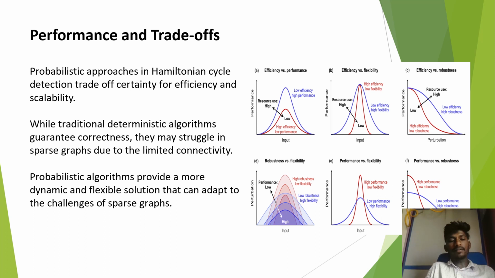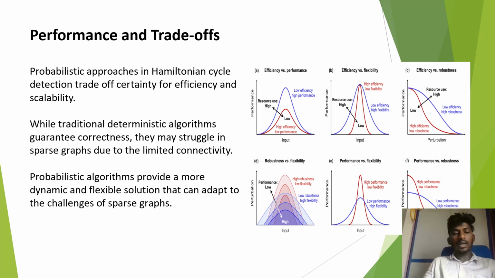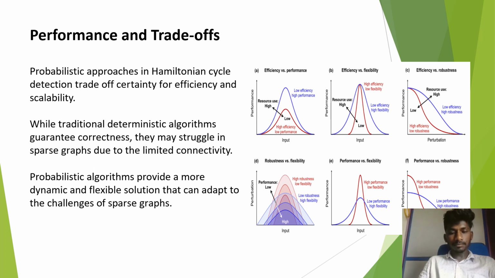Performance and trade-offs. Probabilistic approaches in Hamiltonian cycle detection trade off certainty for efficiency and scalability. While traditional deterministic algorithms guarantee correctness, they may struggle in sparse graphs due to the limited connectivity. But probabilistic algorithms provide a more dynamic and flexible solution that can adapt to the challenges of sparse graphs.